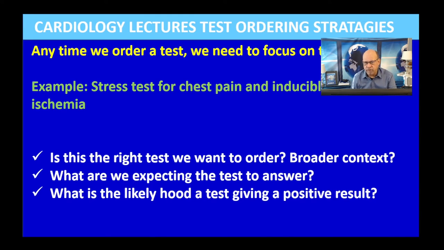And the next question is, how likely is this stress test going to give us the result we are looking for? If we think this patient has coronary artery disease and we expect the stress test to be positive, how can we predict that the stress test is a very reliable test in this particular patient to determine any evidence of myocardial ischemia?